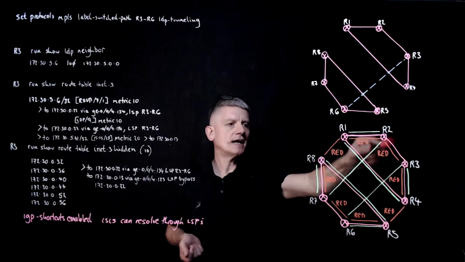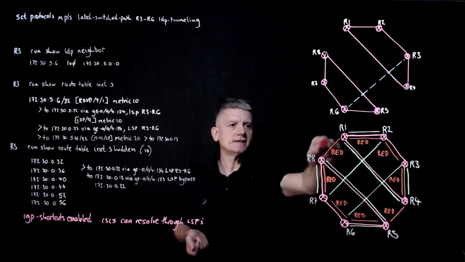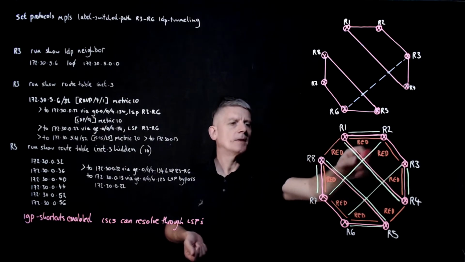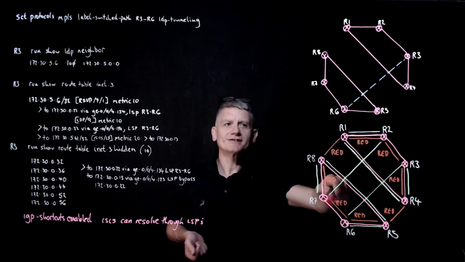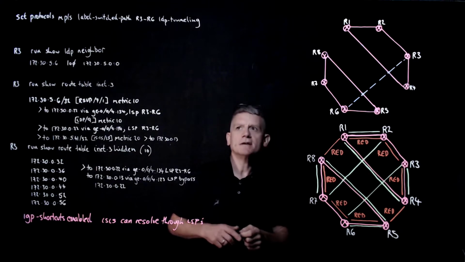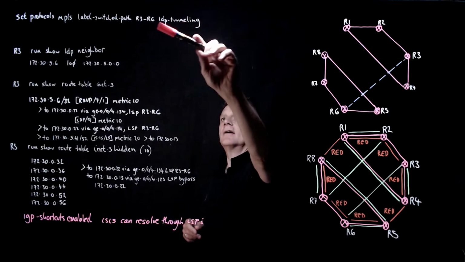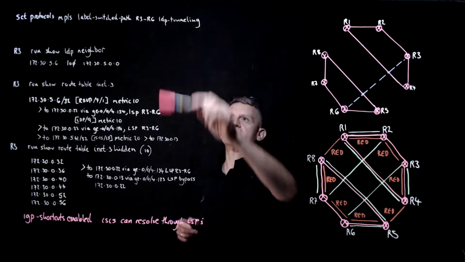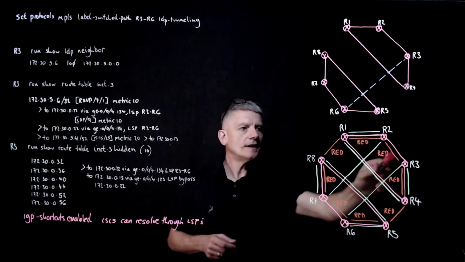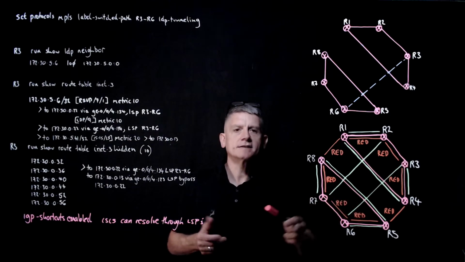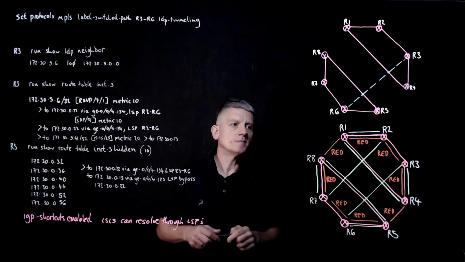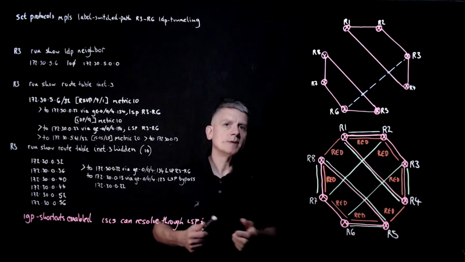And you can see that the red admin group pretty much runs exclusively around the edge of the autonomous system, whereas the green tends to cut across. Okay, so what are we going to do? Well, we're going to put on LDP tunneling on the label switch path from router 3 to router 6. Now the path from router 3 to router 6 isn't a straightforward path because it's a red only path.